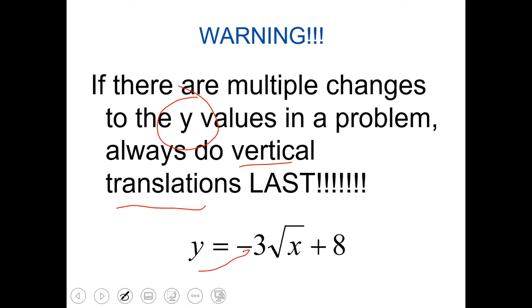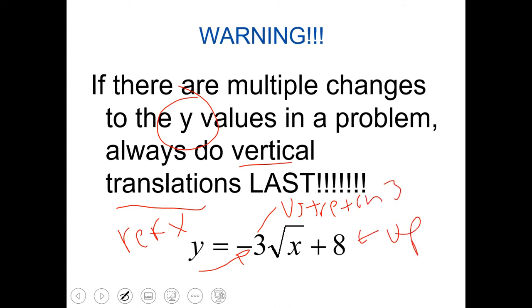So this negative on the outside, that's a reflection over the x-axis. This 3 is a vertical stretch of 3, and then this 8 is up 8. When you're trying to graph this, you would first multiply the y values by 3, then multiply it by a negative to show the reflection over the x-axis, and then the last thing you would do is go up 8. So anytime you have multiple y changes, you're always going to do the up or down last.